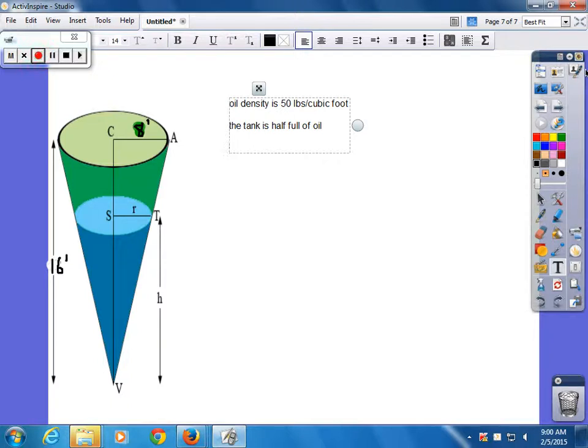Yeah, half full is 8. You know that the oil is 8 foot. No, because you're not doing as much because it's in standard units. Basically, you just got to take the weight, the volume, and multiply it by the density. Volume times density. And it's going to be from 8 to 16.